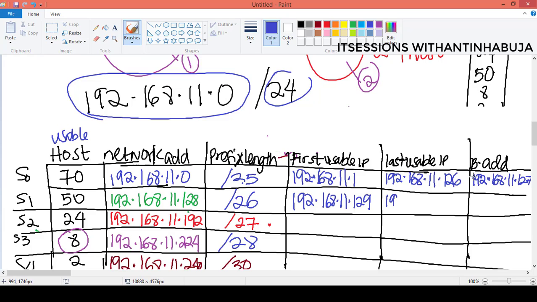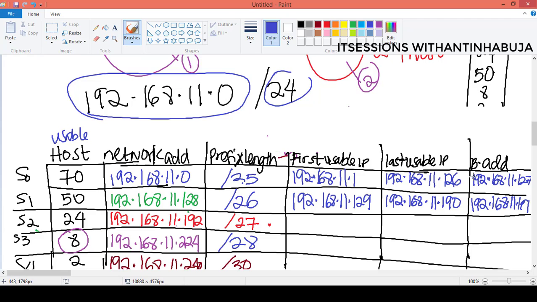So 192.168.11.190. Then the broadcast address will just be plus 1, and that's 192.168.11.191. Then for S2 now, we'll then look at it /27.